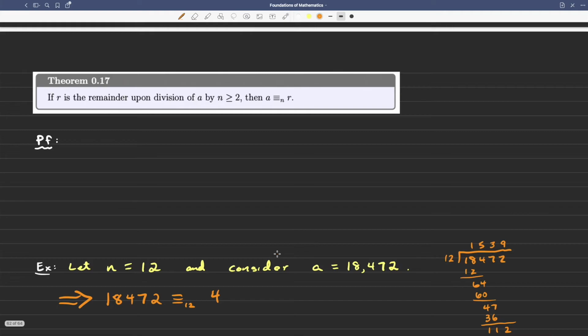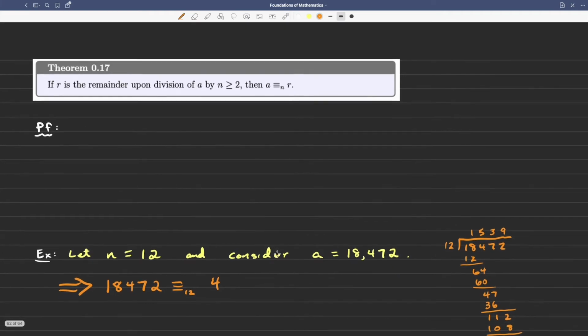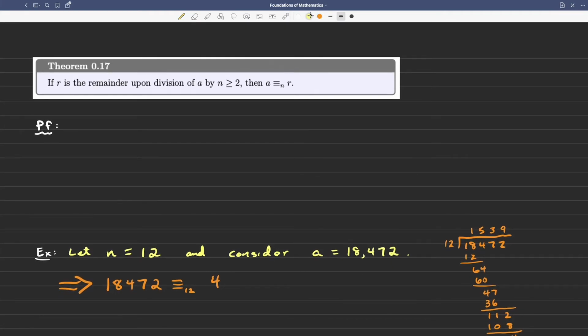Let's go ahead and do the proof for Theorem 0.17. What we need to establish is, if we know r is the remainder when we divide our maybe big number a by n, we want to show that that remainder is congruent to a. So what we have to do is show that if I take a and subtract the remainder, I get something that's a multiple of n. But lucky for us, we have the division algorithm which is going to provide this pretty easily. So check it out. We'll let r be that remainder as specified in the statement.